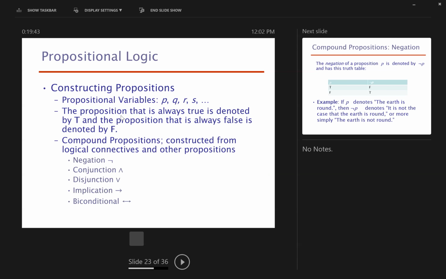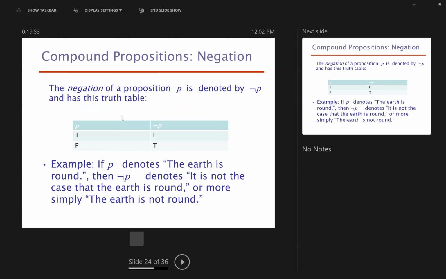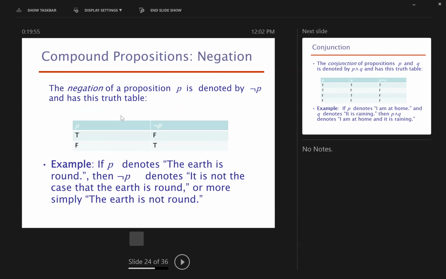Then how do we construct propositions? I think this is what we went through last week also, using, again, the connectives: negation, conjunction, disjunction, implication, biconditional. And we were able to come up with all the truth tables. So negation, we say what? It's more or less a complement. Complement of true is false. Complement of false is true.